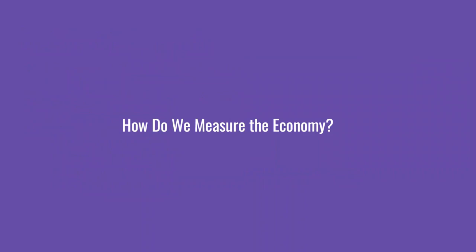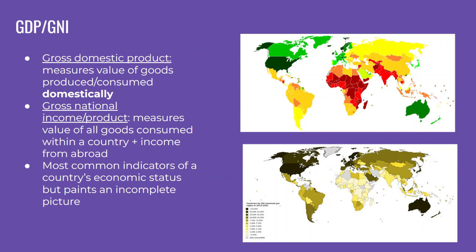How exactly do we measure the economy? And as we go through these slides, I want you to guess what each of the maps represent. GDP and GNI is the most common indicator of a country's economic status. However, it paints an incomplete picture, and we'll get to that in a bit.